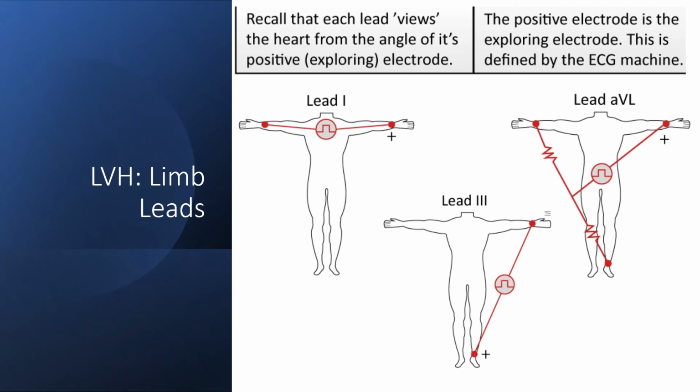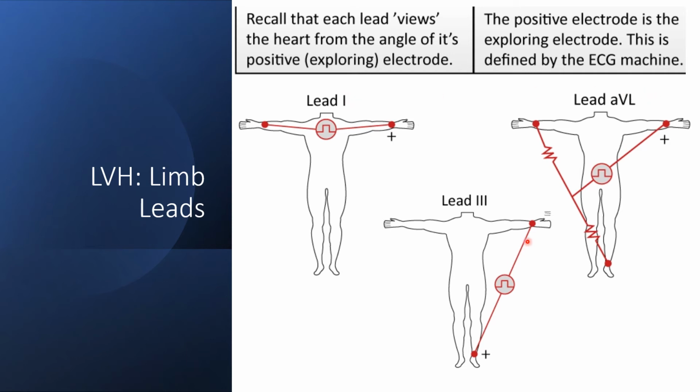Other than the precordial leads, the other three leads that are most important in the voltage criteria for left ventricular hypertrophy are lead 1, AVL, and lead 3. That is because lead 1 and AVL look at the net force that is going towards the left arm, left shoulder, or towards the left lateral part of the heart, and therefore left ventricular hypertrophy is best seen in lead 1 and lead AVL.